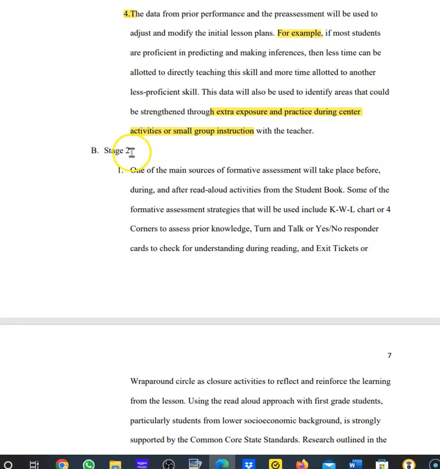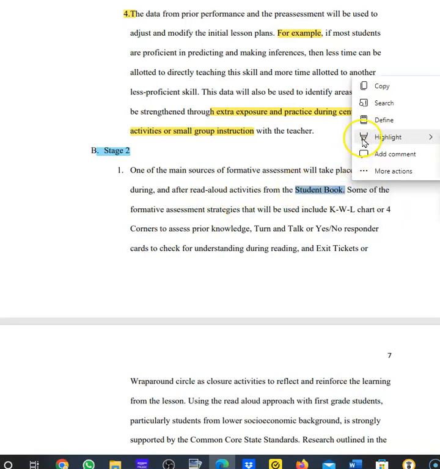Okay, moving on. Now we're going to Stage 2. And maybe we'll change to blue. How's that? All right, now Stage 2. The first thing you're going to talk about are formatives. These formatives need to be something that you create. Now, you can also use some other things, like she says, one of the main sources of formative assessment will take place before, during, and after read aloud activities from the student book. I do not know what the student book is, but it is probably their reading series.